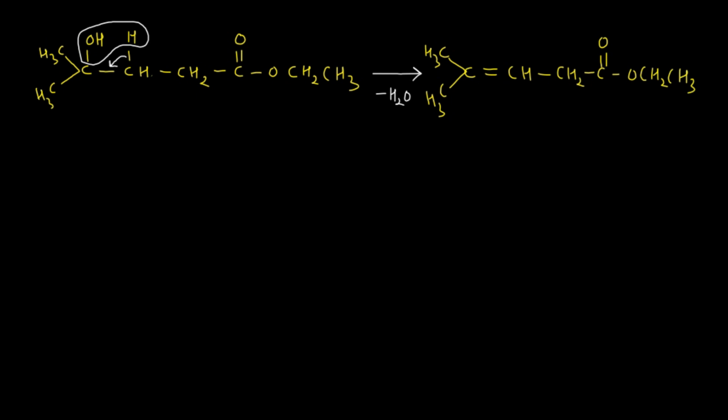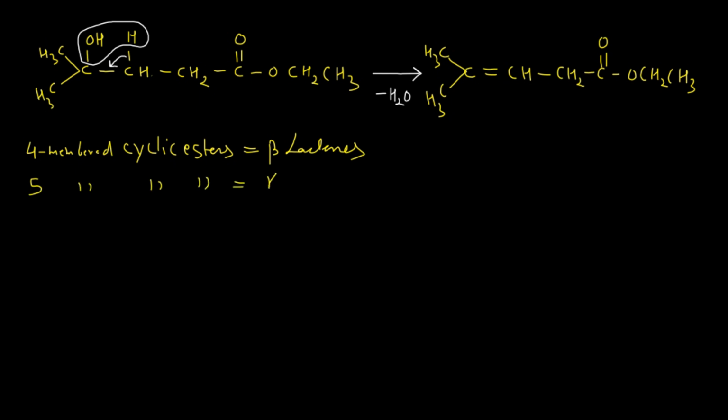So first of all, you should know we may have the beta lactone, gamma lactone, delta lactone. If you have the four membered cyclic esters, they are known as the beta lactones. If you have five membered cyclic esters, then they are gamma lactones. If you have six membered cyclic esters, then they would be your delta lactones, right?